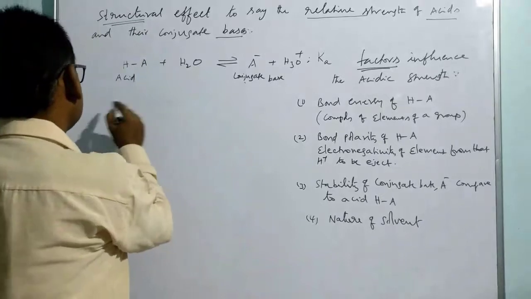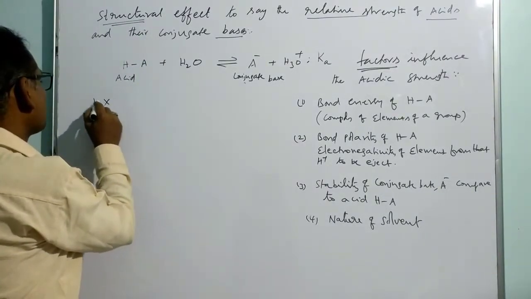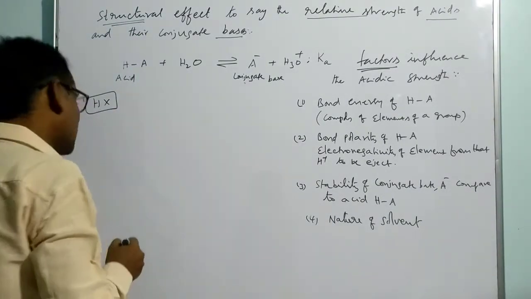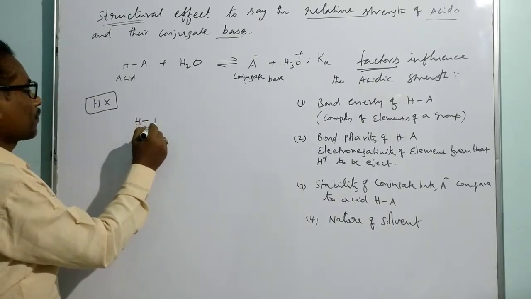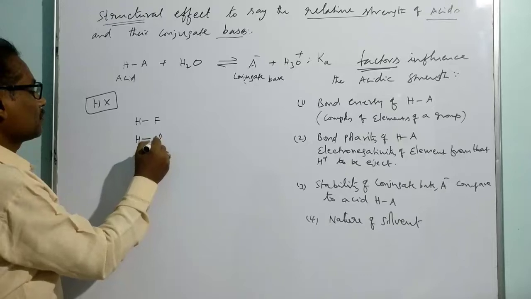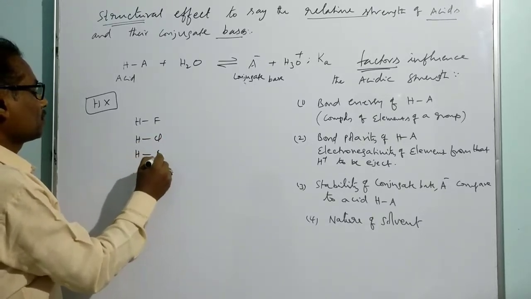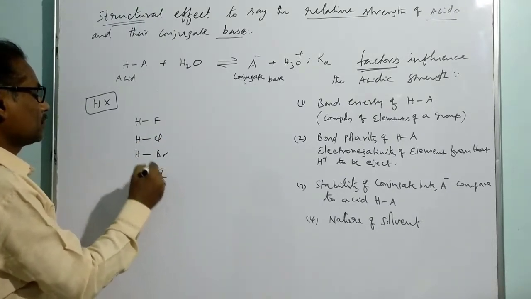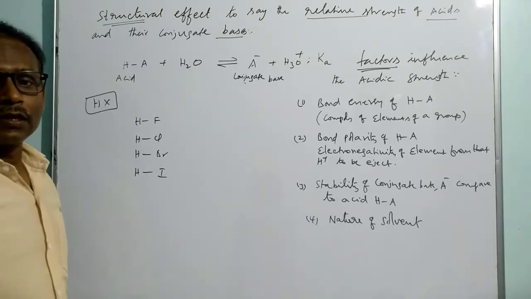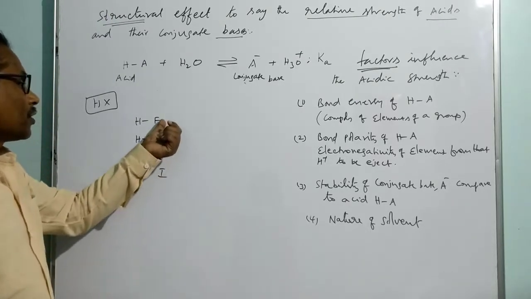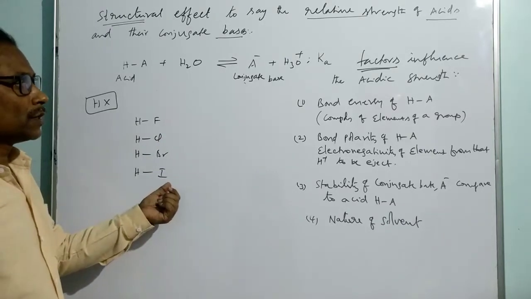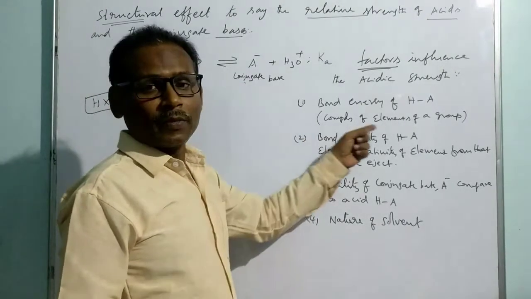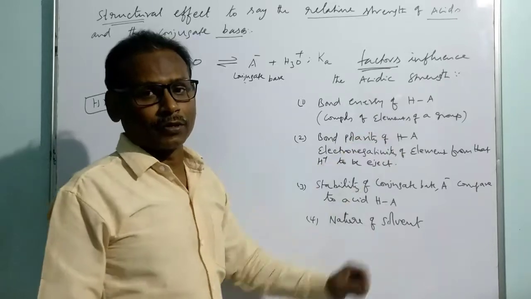What are the halogen acids? Let us take the list of halogen acids: HF, HCl, HBr, HI. So these are the halogen acids. Otherwise, these are the compounds resulting from the elements of a particular group.